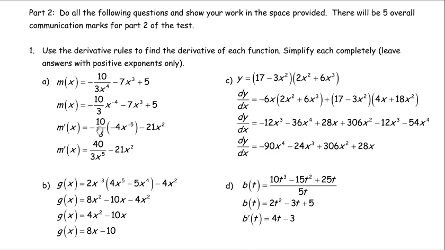So now we'll multiply the negative 4 by the negative 10/3. Negative 4 times negative 10 is 40. 3 is in the denominator. Now remember, we're multiplying fractions here, so you could think of that as being over 1 if you wanted to. And then 3 times 1 is 3 in the denominator. The x to the negative 5, write it down in the denominator with a positive exponent, so it's 40 over 3x to the fifth. And then we have our negative 21x squared on the end.